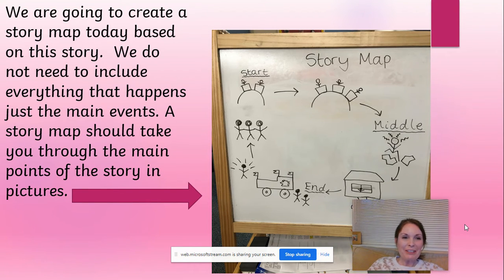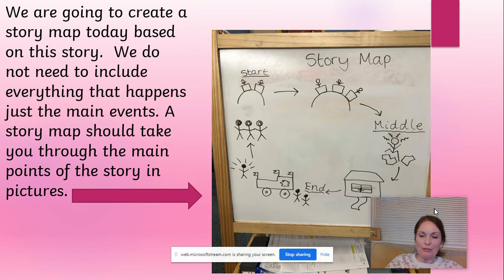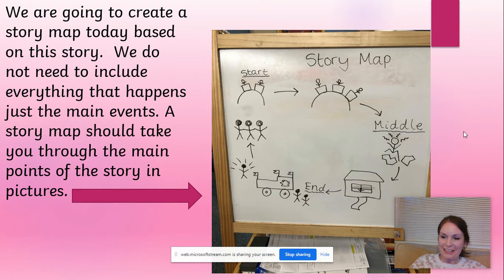So today we are going to create a story map based on the story Sudden Hill, the one we've just listened to. Now, in a story map, we do not need to include every single thing that happens in the story, just the main events that happen at the beginning, the middle, and the ending.